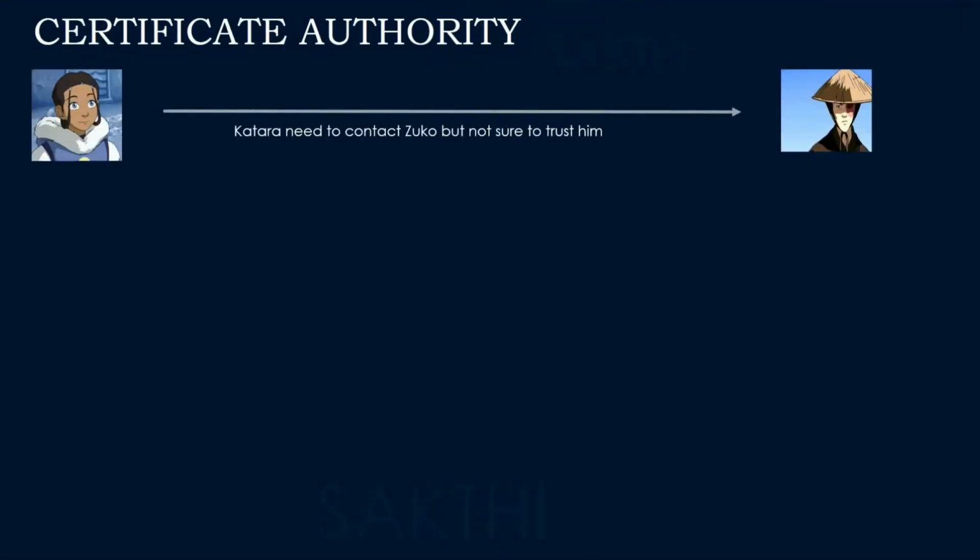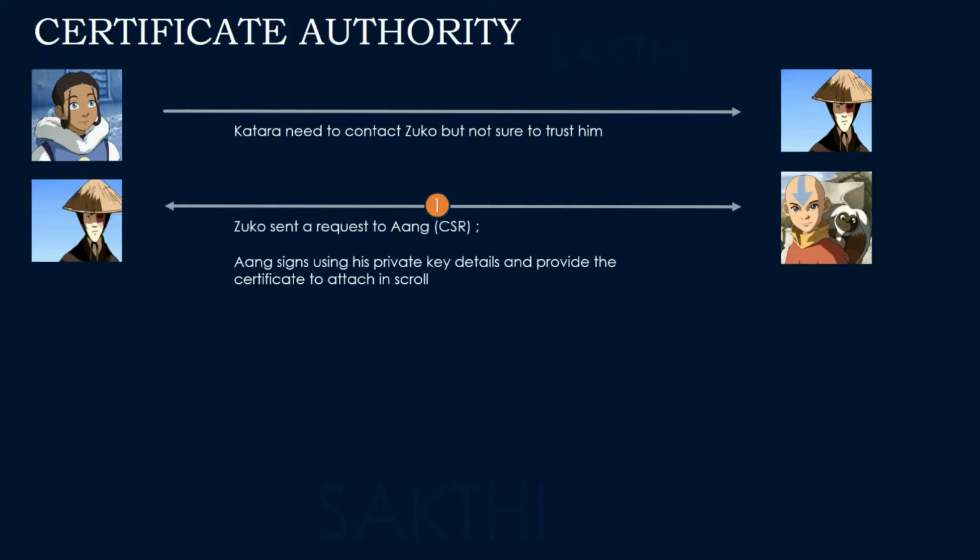Say for example, now Katara needs some information from Zuko, but she cannot trust him. So in this case, Zuko goes to Aang, who is a close friend of Katara, to get trusted. Zuko sends a request to Aang, like a CSR, certificate signing request, and Aang uses his private key and provides a certificate which should be attached to the scroll like a seal.